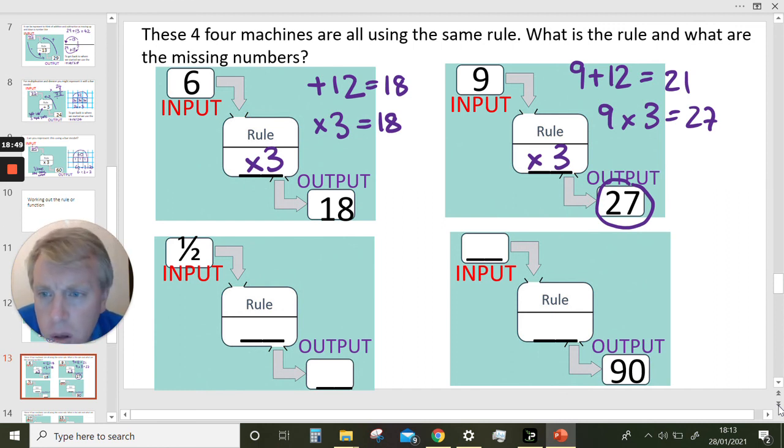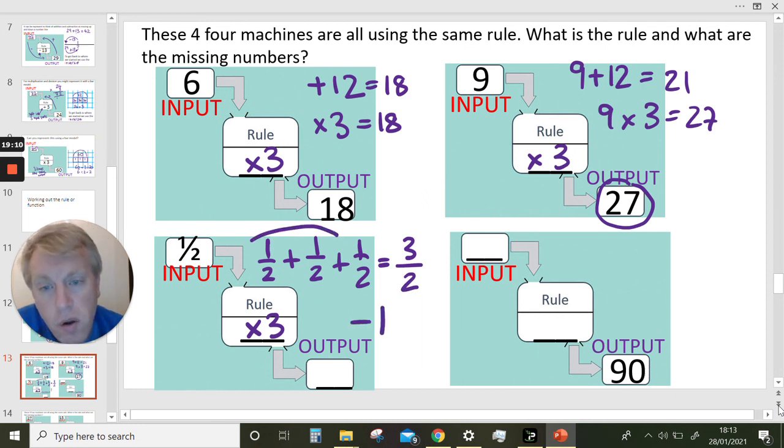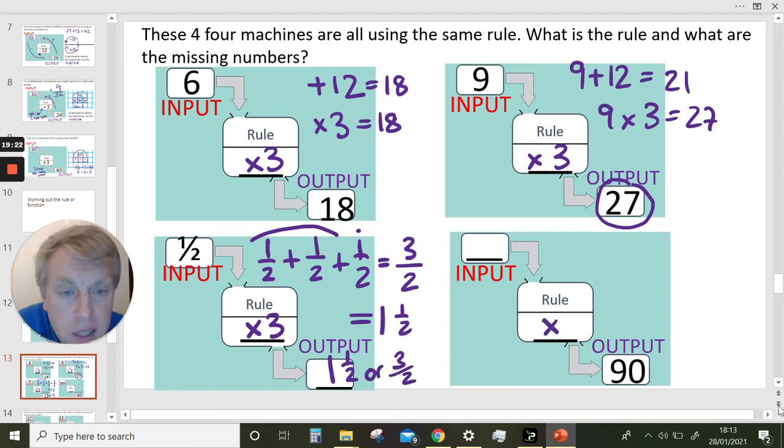What about this though? Half, we've got to use the same rule. Well, I think it's times 3. A half times 3, well, that means a half 3 times. A half and a half and a half. We've been working on this. We could write 3 halves, or we could say the first 2 halves make 1 whole, and this half left over. We'll put 1.5 or 3 halves. And our rule is times 3.